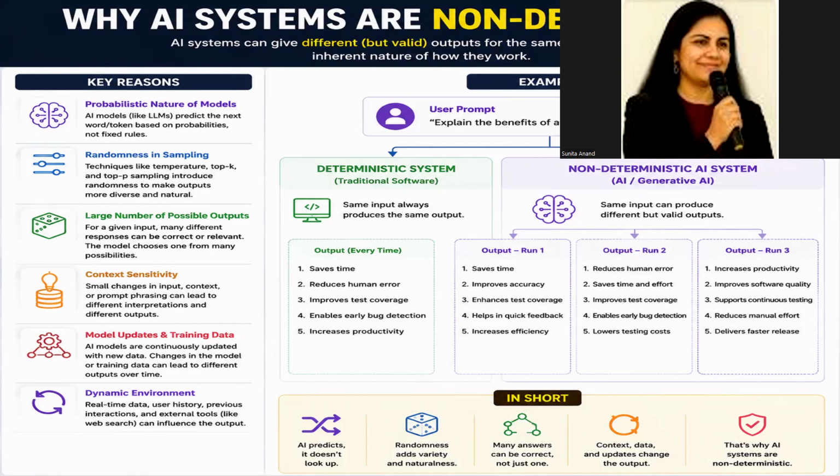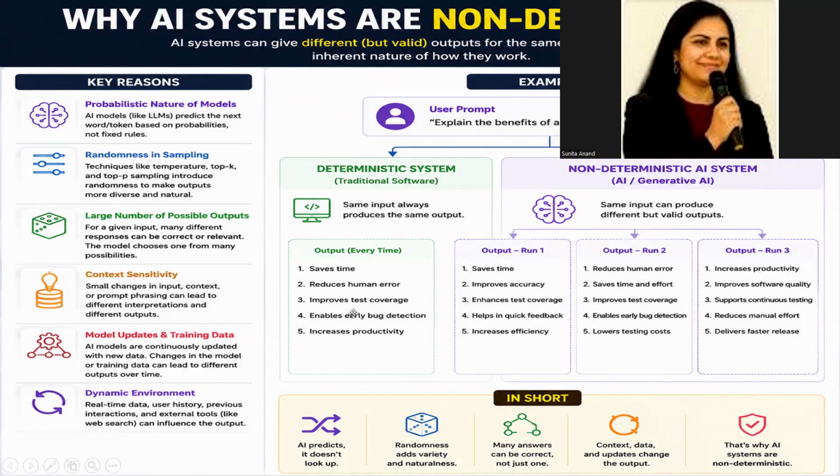Unlike this, AI testing, which is non-deterministic, gives me a range of outputs. Though it is the same way of understanding the output, it gives me a range of outputs, which are all correct, but not one accurate output.